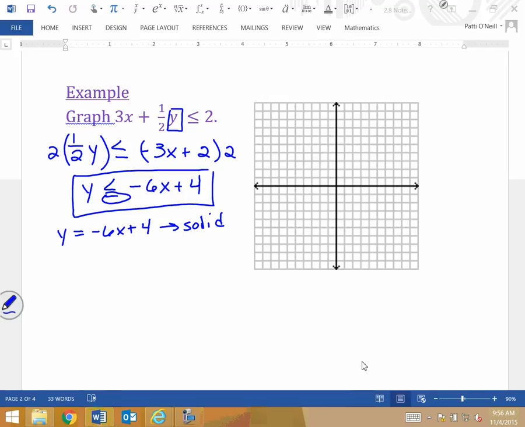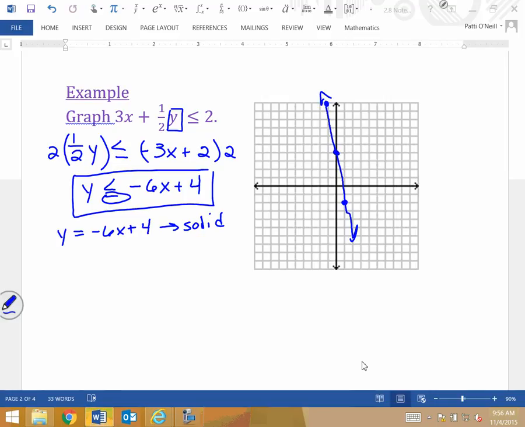So 4 is my y-intercept. 1, 2, 3, 4. My slope is negative 6, which means I will go down 6 and to the right one. I don't know if I have room to go up 6. 1, 2, 3, 4. I have exactly 6. To the left one. This time it's a solid line. My lines aren't going to be perfect because I'm doing this on the smartboard.